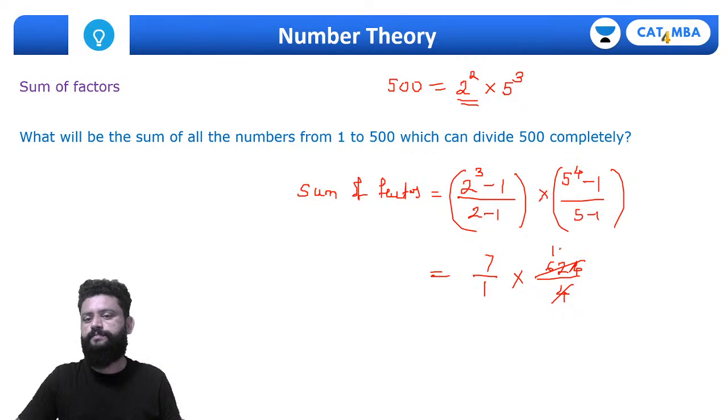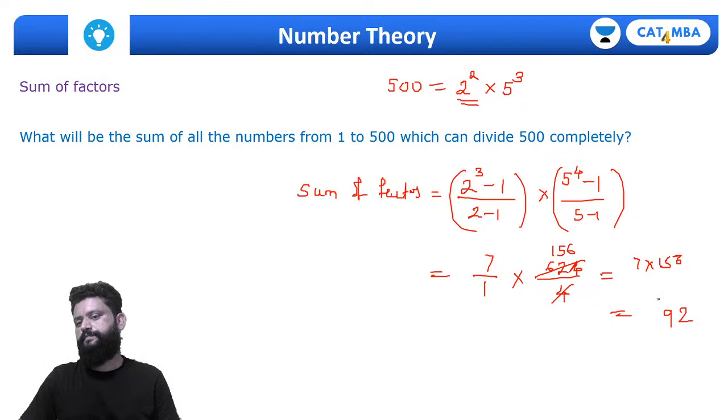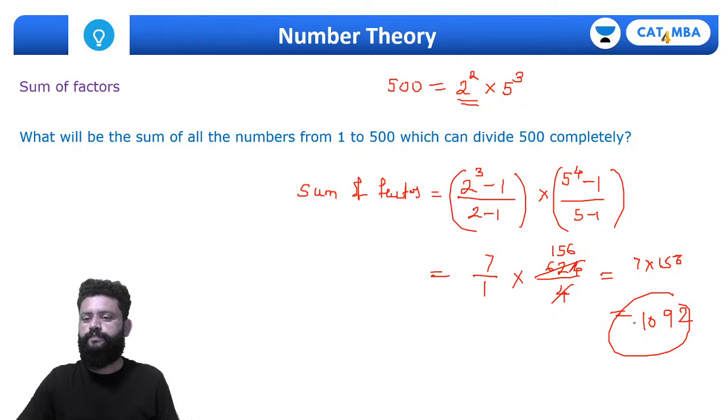तो कितना आएगा? 156 into 7. 7 6s are 42. Carry 4. 7 5s are 35, plus 4, this should be 39. So the answer should be 1092. Is it okay? Understood this shortcut? Yes or no?